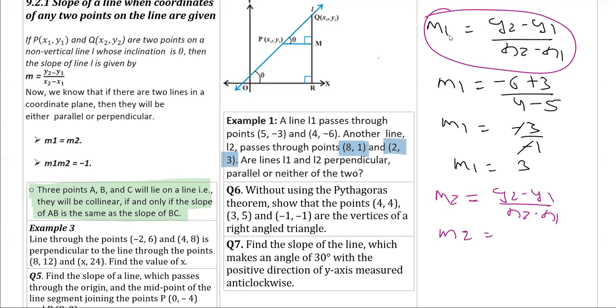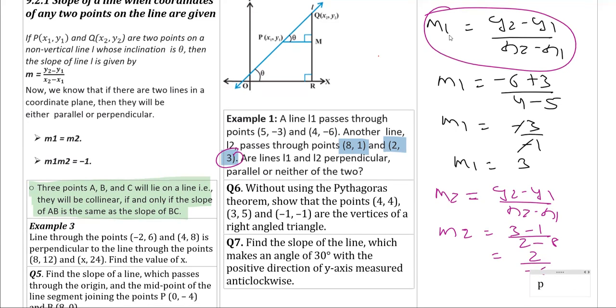So y2 is how much? Say it is 3. So it's 3 minus 1 divided by 2 minus 8. So it's giving how much? 3 minus 1 is 2 and 2 minus 8 is minus 6. On reducing, we are getting 1 over minus 3. So we got the slope of the other line, that is M2, as minus 1 over 3.